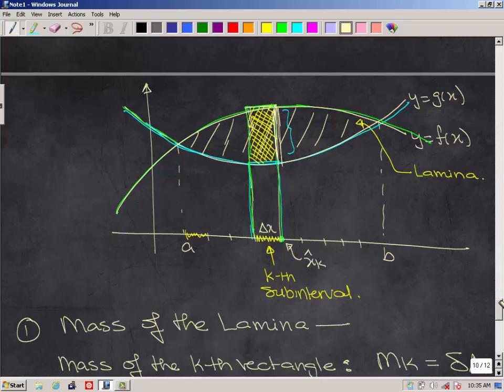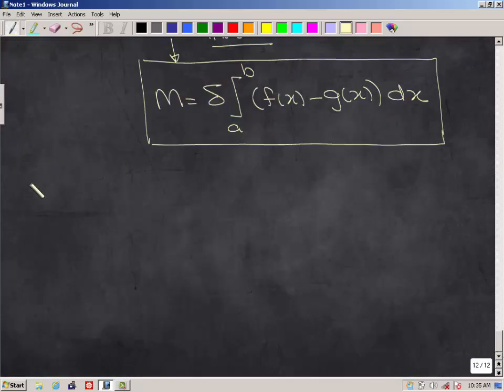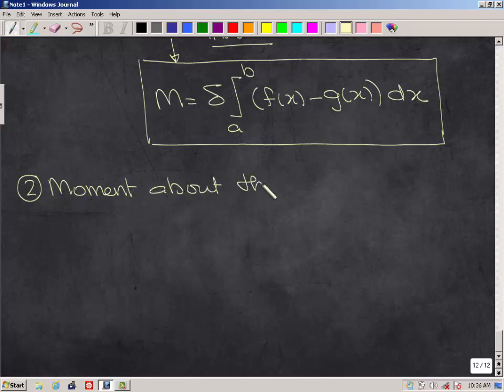So let's start with the moment about the y-axis. Okay, so that's what we want to concentrate on next. All right, so let's do that.